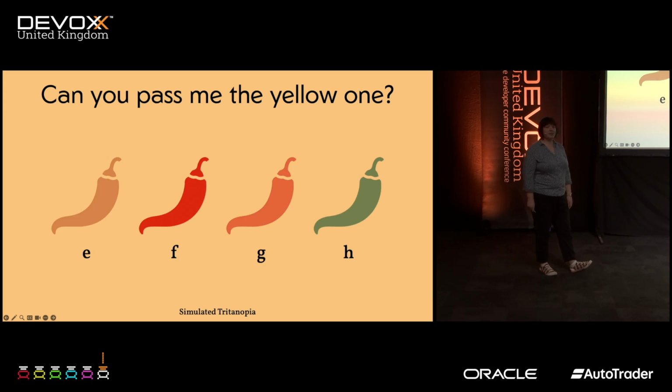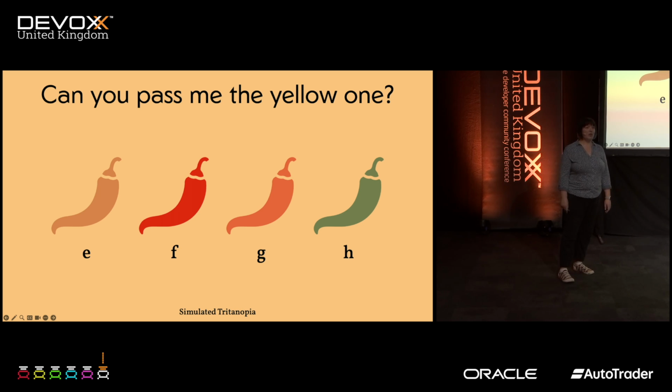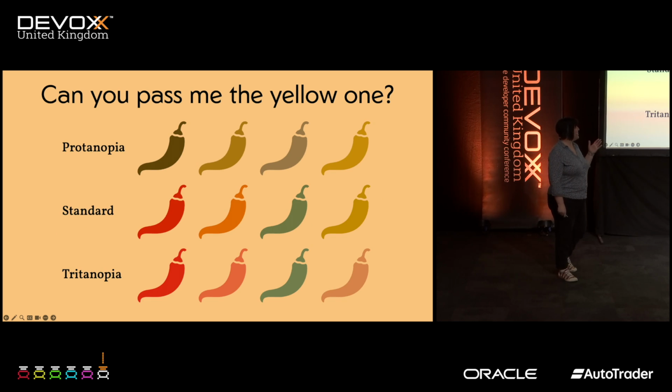But what about this one? Now I've simulated tritanopia, which is another form of colour blindness, and I've moved them round. It's not going to be the same one. Sorry. So who thinks it's E? A few people there. F? G? And H. And that one was much more split between all the different ones. Now it is actually E in this case, and I'll show you them next to each other now.